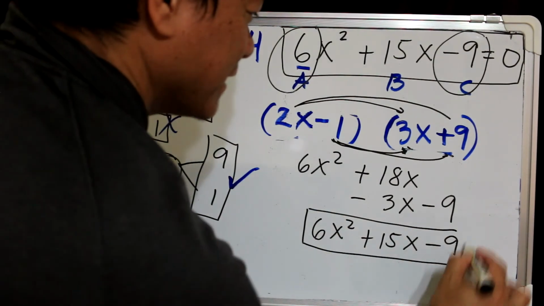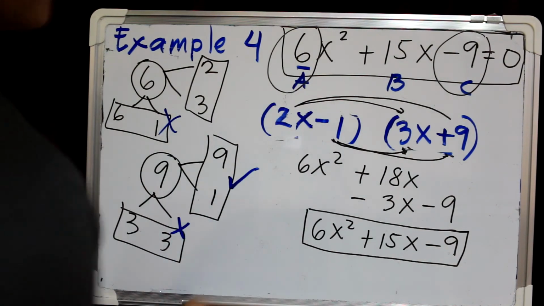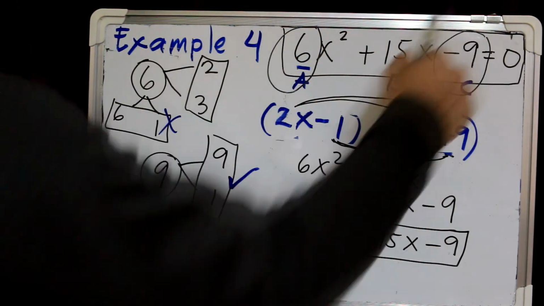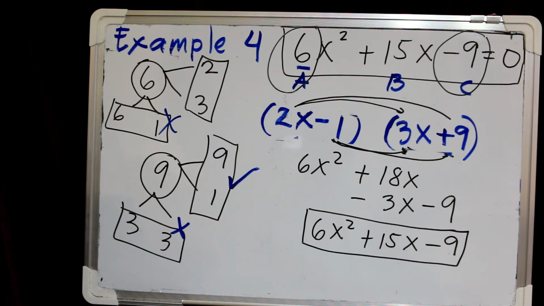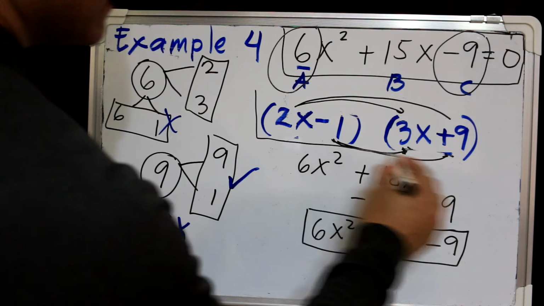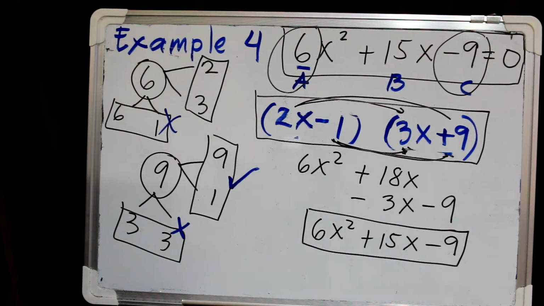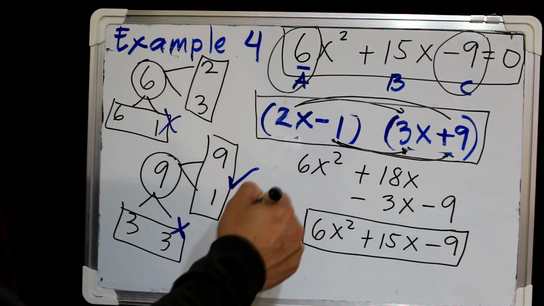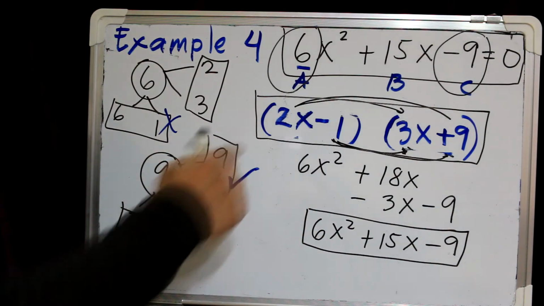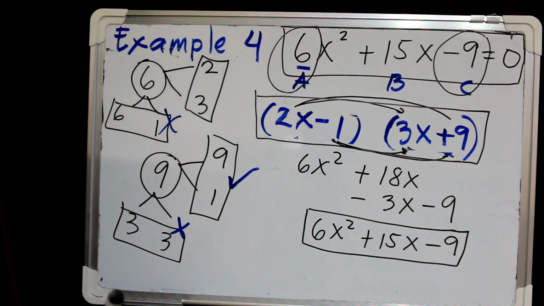So we are exactly arriving at the same quadratic equation that we have at the top. This is not yet the correct answer. This is again the factors of 6x squared plus 15x minus 9 equal to 0. So we can further again solve this to get the solution of the equation.